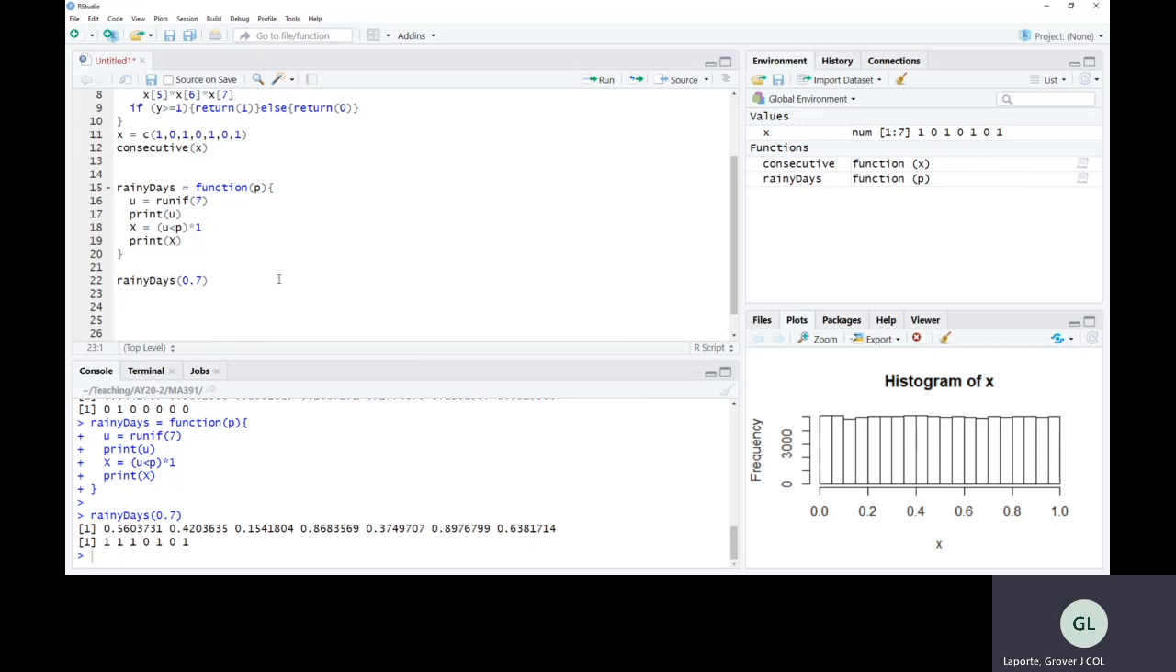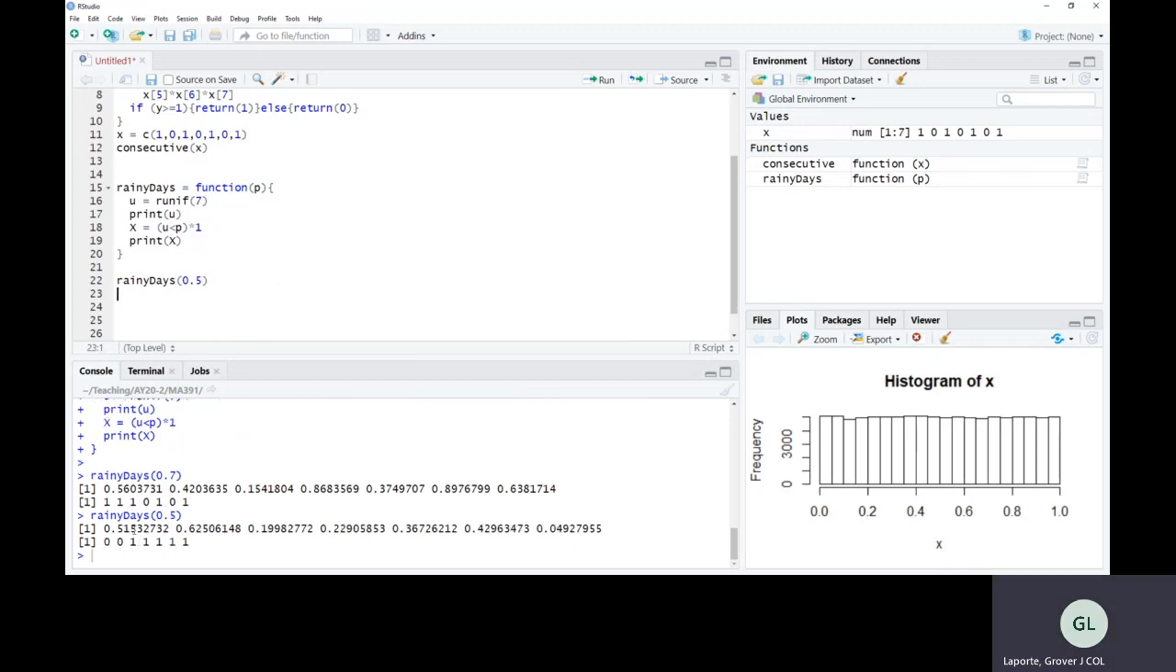Rainy days, 0.7. So let's go back to 0.5 and make sure that we get what we want. 0.4. So if it's less than 0.5, then we're getting what we want. Okay, so that's good.